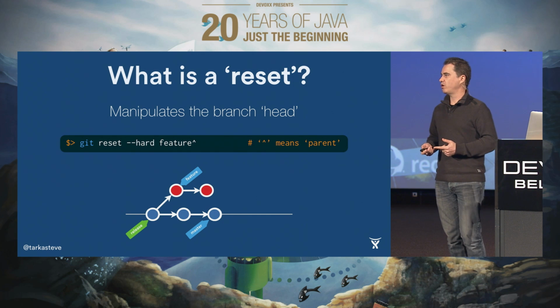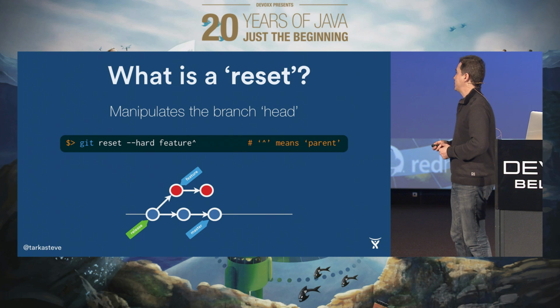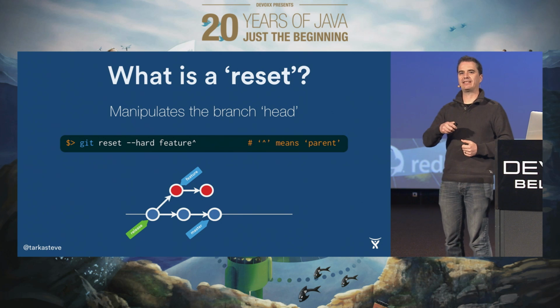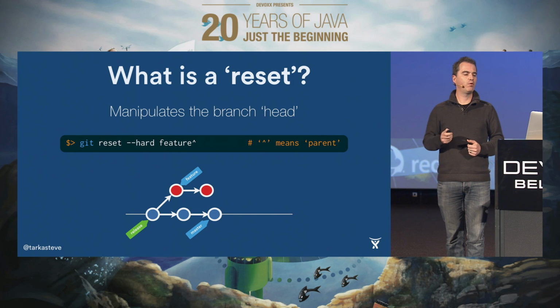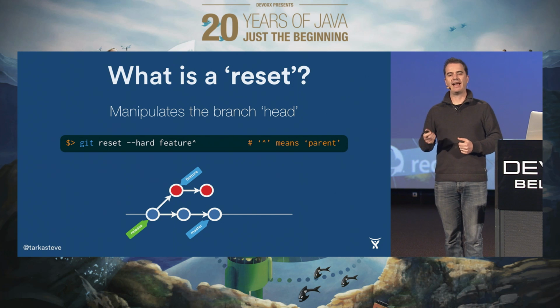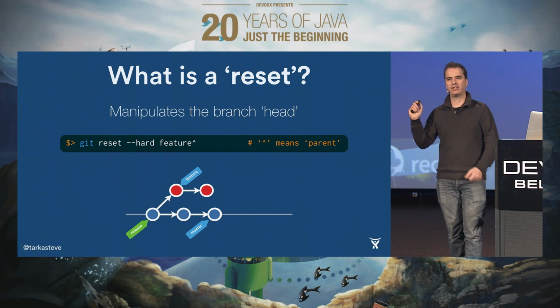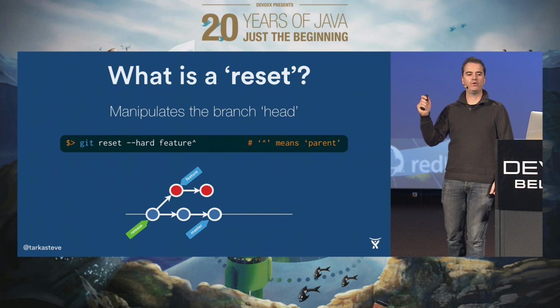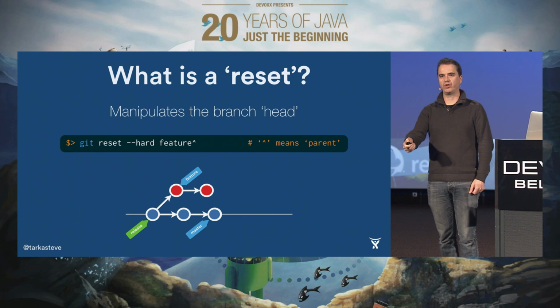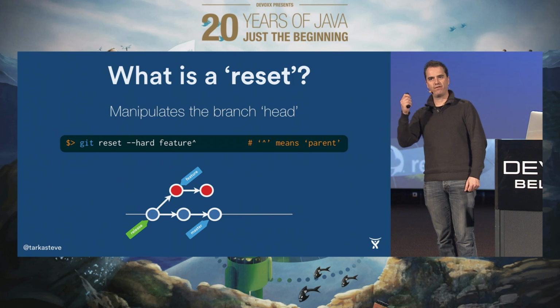Now, obviously, when you do a reset here, you're moving that tag. You've overwritten that reference. How do you get back to that previous state? You say you've made a mistake here. You've done a reset. You've moved backwards through your tree. You want to go, oops, I want to go back forwards.